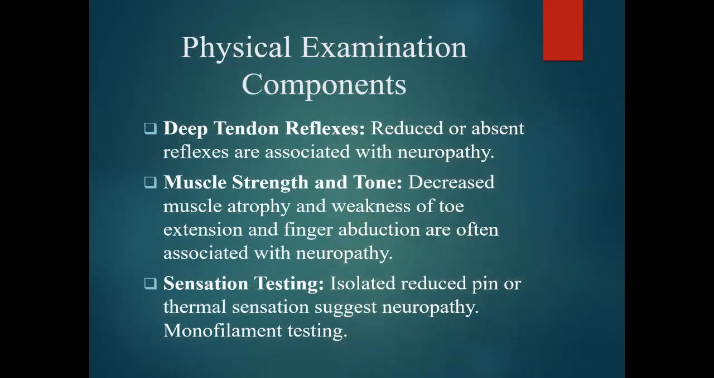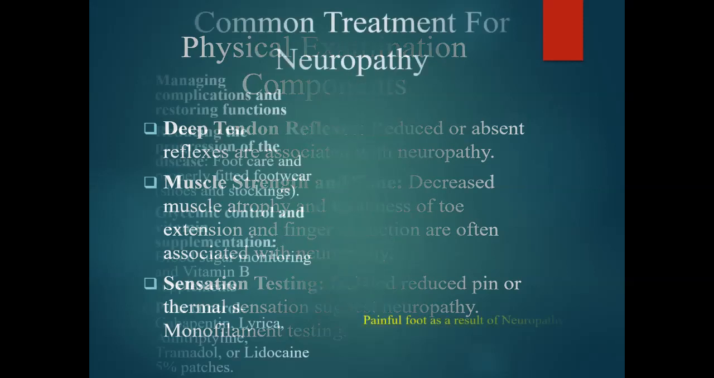We'll talk about that. Physical examination includes deep tendon reflexes, which is what you're going to do. Reduced or absent reflexes are associated with neuropathy. You're also going to check muscle strength and tone. Decreased muscle bulk, atrophy, and weakness of toe extension or finger abduction are often associated with neuropathy. And then you're going to do your sensation testing. Isolated reduced pinprick or terminal sensation suggests neuropathy. This is where you would do your monofilament testing.